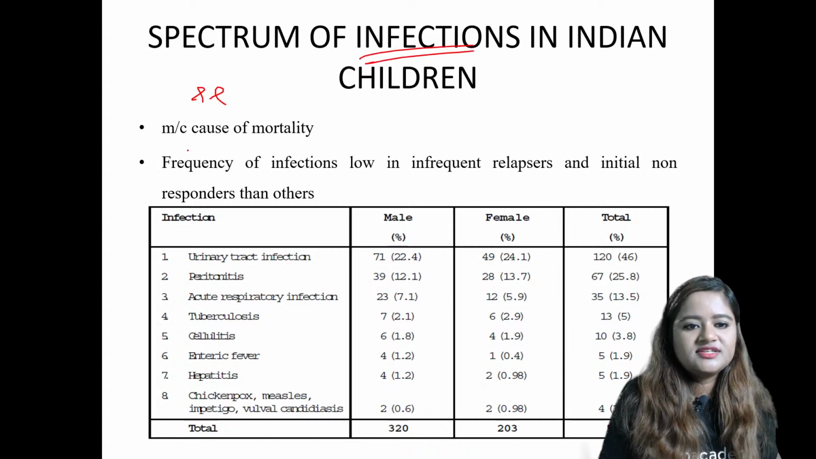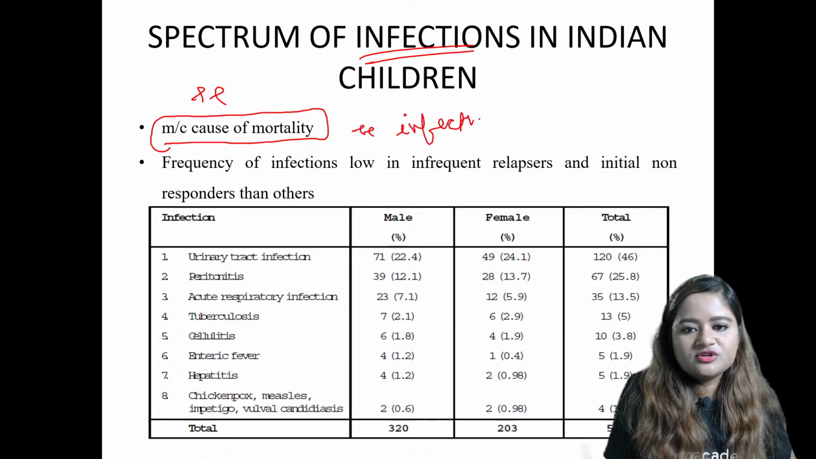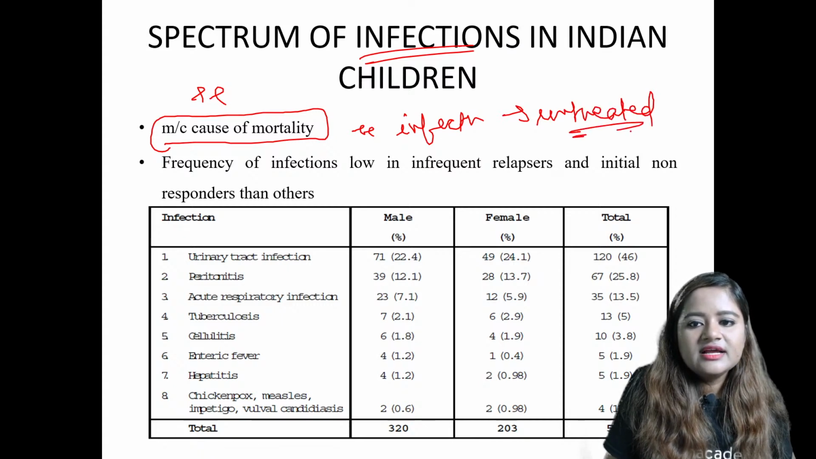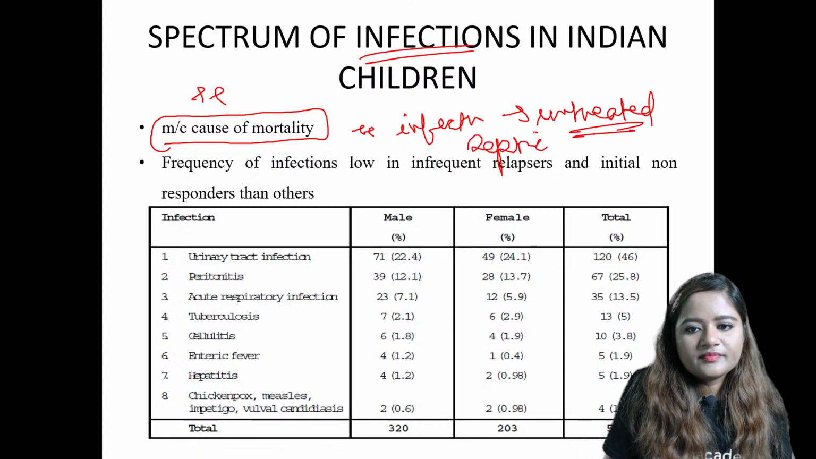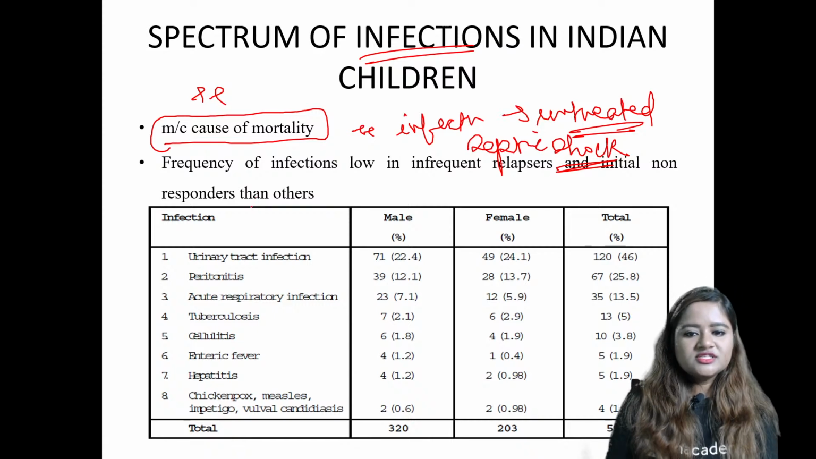What are the infections that occur in nephrotic? It is the most common cause of mortality. If any infection in a patient of nephrotic goes untreated, it can disseminate very easily, leading to septic shock, and the child can go into a grave, irreversible shock state and can expire as well. So for the infections, you just have to remember the names.